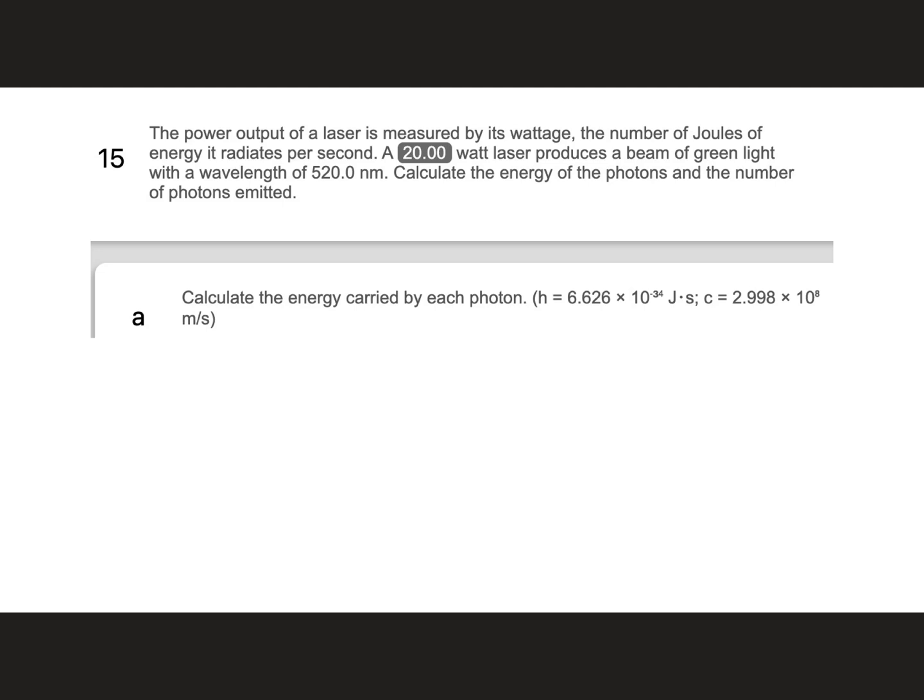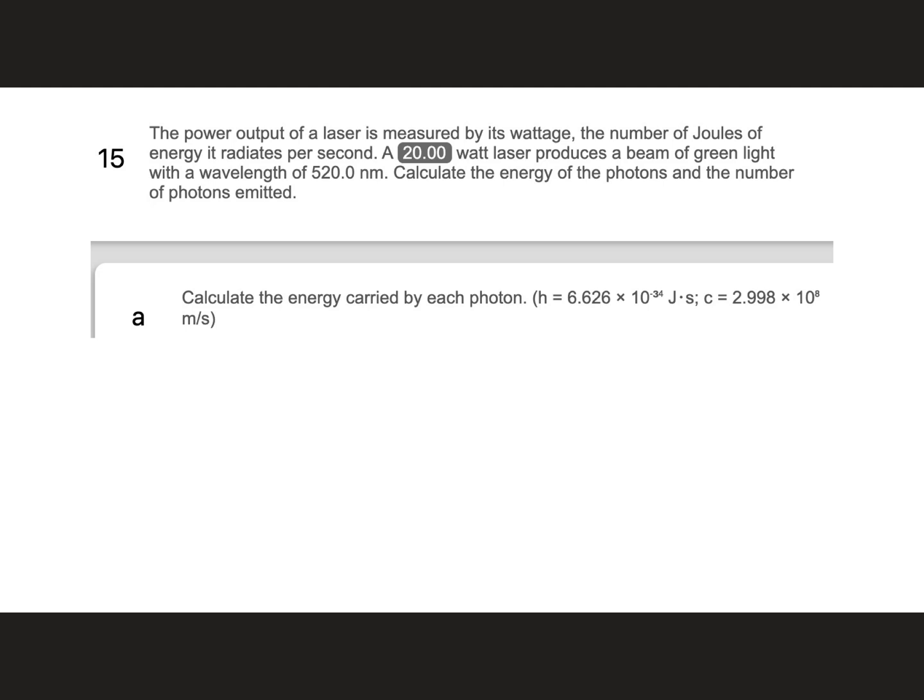For question 15 from the homework, we're given information that the power output of a laser is measured by its wattage, the number of joules of energy it radiates per second. So a 20-watt laser would be 20 joules per second. A 20-watt laser produces a beam of green light with a wavelength of 520 nanometers. Calculate the energy of the photons and the number of photons emitted.